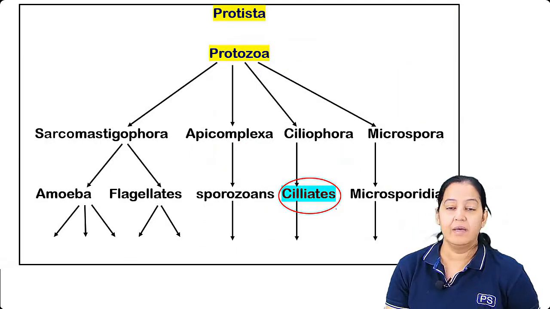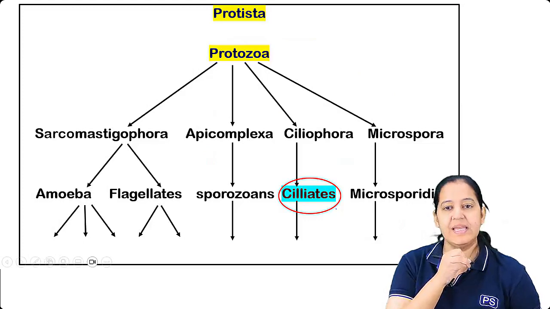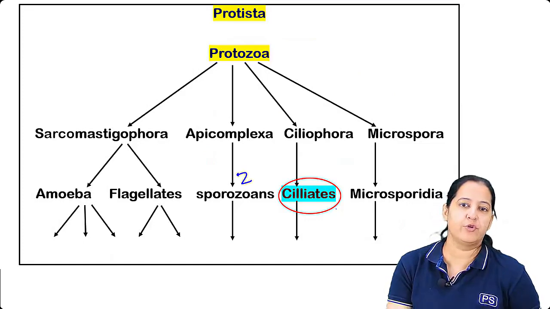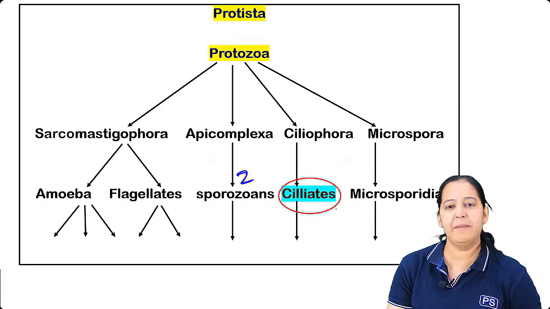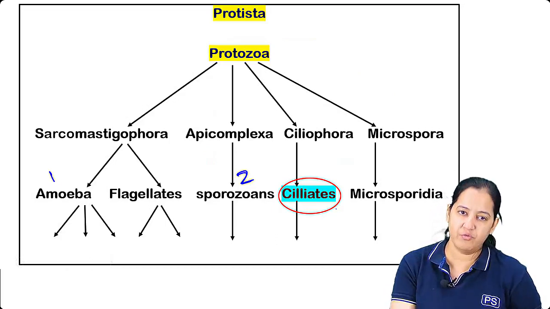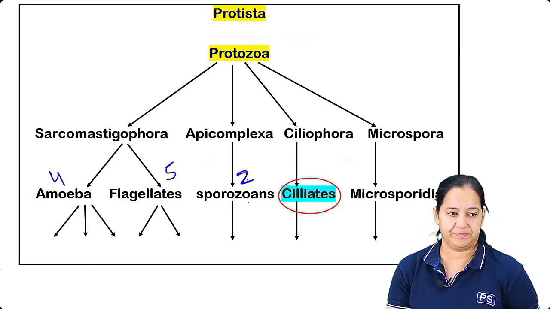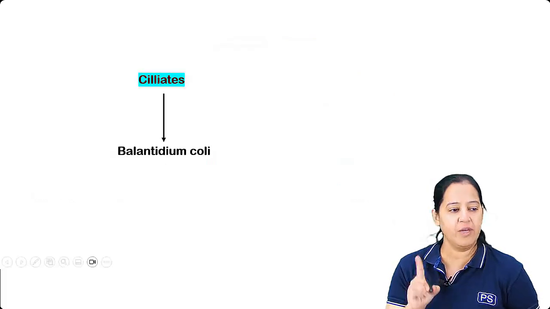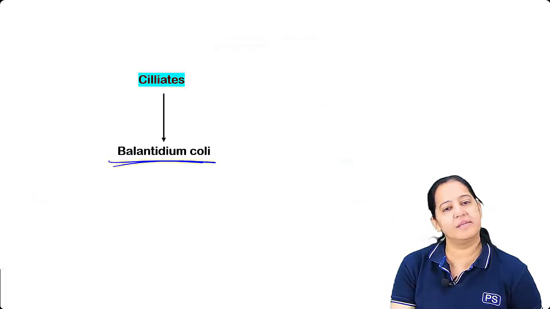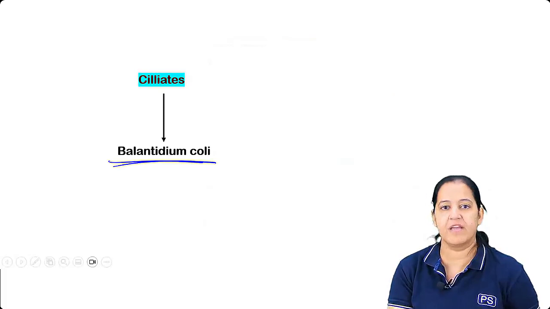Coming on to the next one, ciliates. Here I will teach you only two, Plasmodium and Babesia. So I will teach you four amoebas, five flagellates, and two sporozoans. In ciliates, we have only one organism, Balantidium coli. Just learn it. I will not teach you that. Only two questions come here.